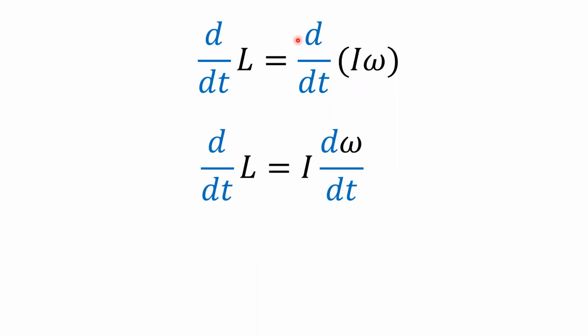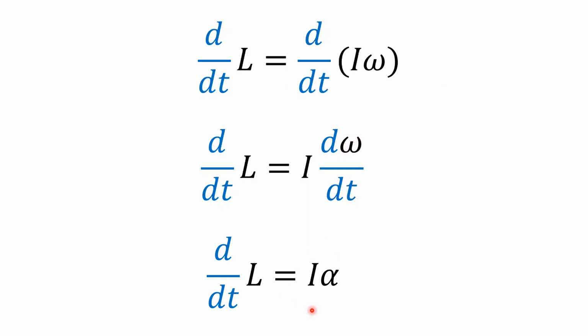So we can pull it out in front of the derivative and then just take the derivative of omega. But now we recognize d omega dt. Isn't that an acceleration, right? The rate of change of velocity. This is angular velocity, so that would be an acceleration. We're looking at alpha here. d omega dt is alpha. So instead of I times d omega dt, I can write it as I alpha.